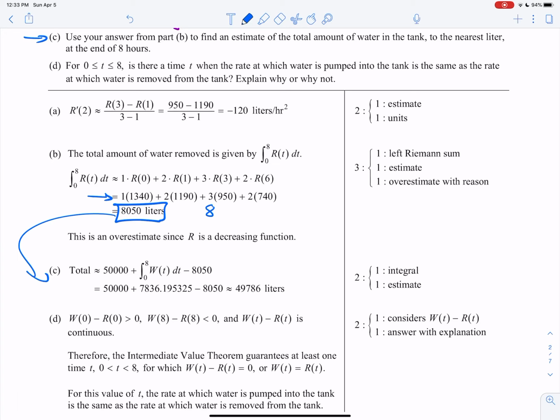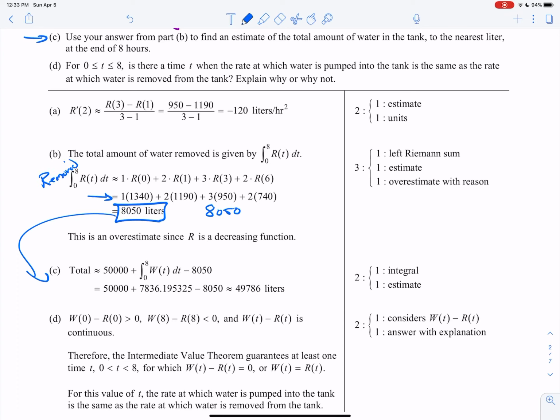Don't write your answer 8,050 in part B. Leave that for part C. So 8,050 is going to represent the amount of water that's being removed over the course of 8 hours. So if we remove it, we know we're going to have to subtract it, which is where this comes from.